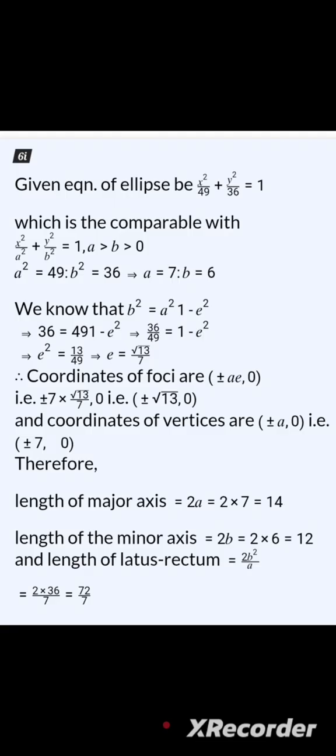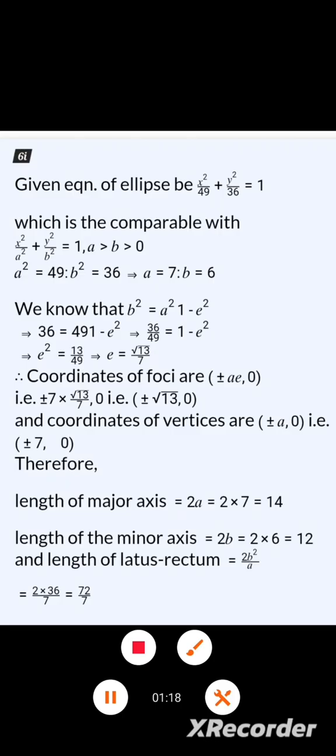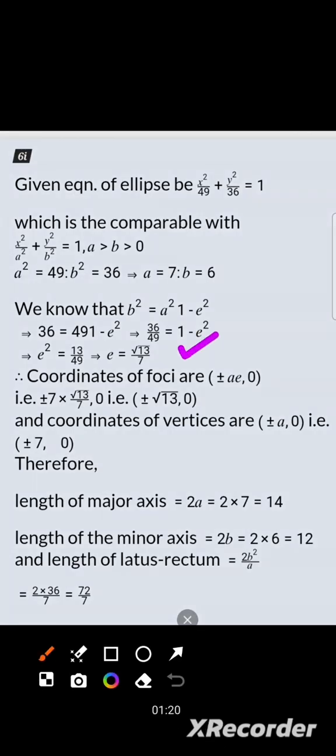So to find the foci, first we need to find out the eccentricity. We'll use the formula e squared is equal to 1 minus b square by a square, where a square is 49 and b square is 36. If you calculate, e is coming to root 13 by 7.